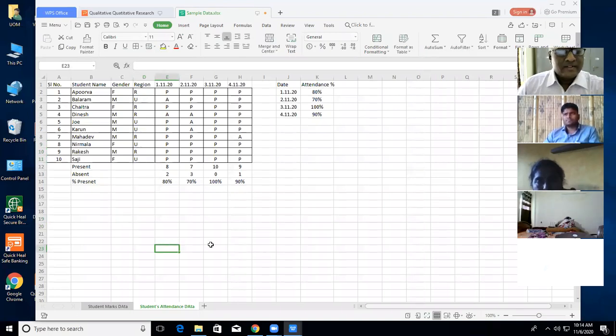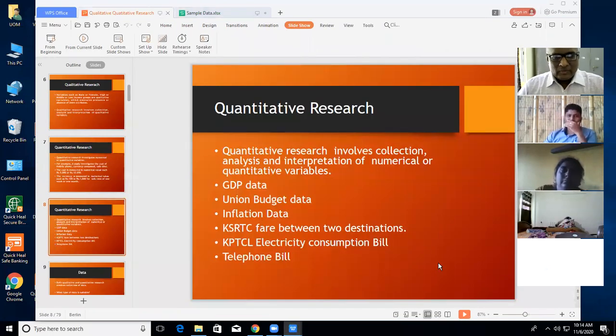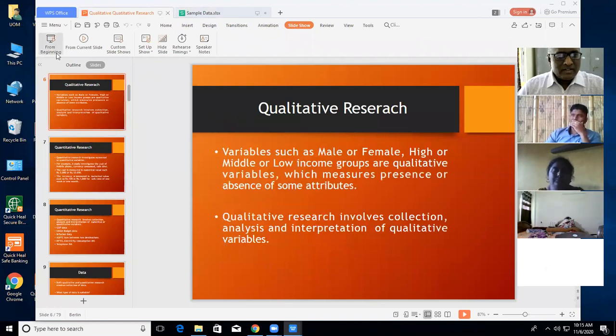Like this, I have data about the students that attended a classroom, 10 students, and I can get the variables. These are the attributes, gender, region. I can also add income group like this. I can take any variables. So I'll come back here. Qualitative research.